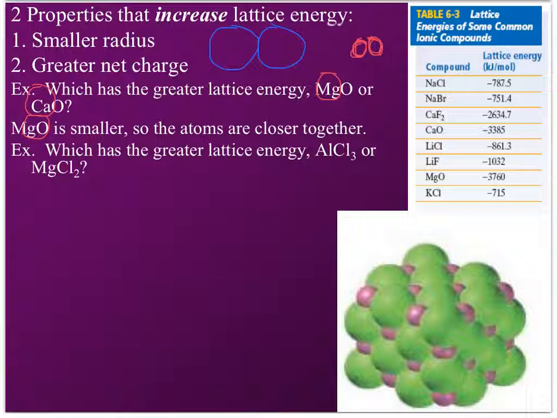Next one, which has the greatest lattice energy, AlCl3 or MgCl2? Well, AlCl3 does, simply because Al has a 3+ charge and Mg has a 2+ charge.